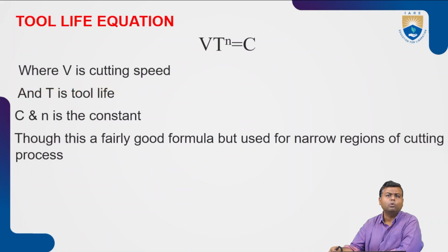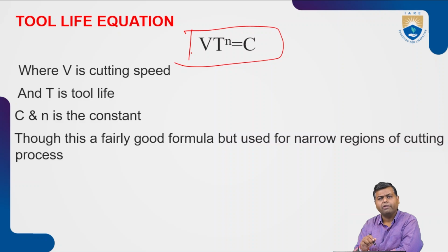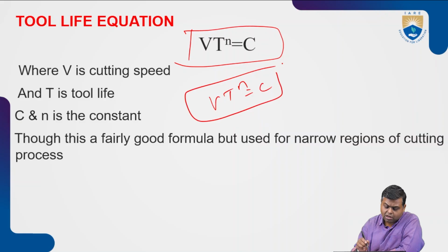Now we are into the tool life equation. This is called VT^n = C, Taylor's tool life equation. Taylor is a very important scientist who related VT^n = C as a tool life equation, where V stands for cutting speed and T in general is the tool life. This is what we are going to derive.